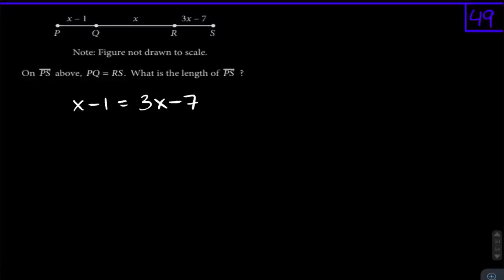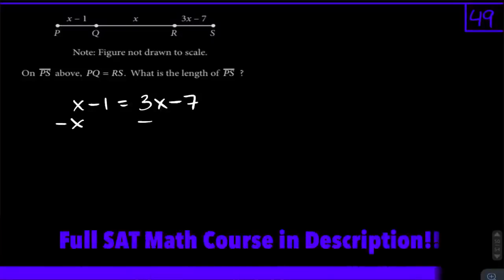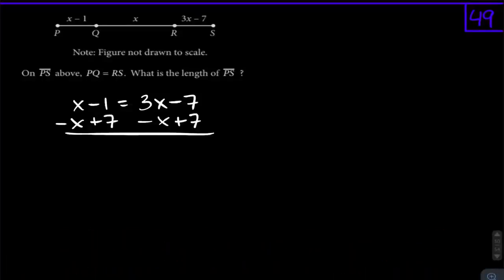Now it just becomes a case of solving for x, and we can do that by subtracting x here, and we can also add 7 on both sides, getting all the x's to one side and all the constants to the other side. When we do that, we get 6 is equal to 2x, because this goes away. And dividing by 2, we get that x is equal to 3.